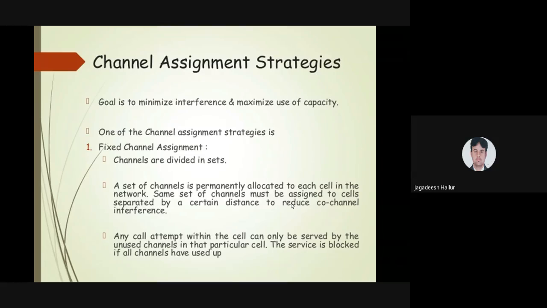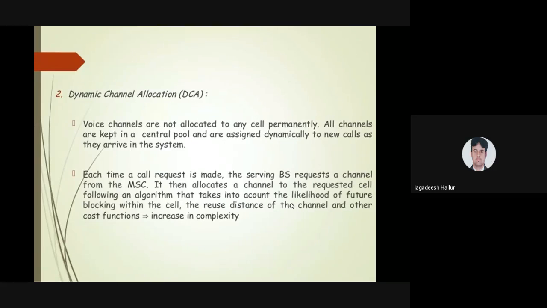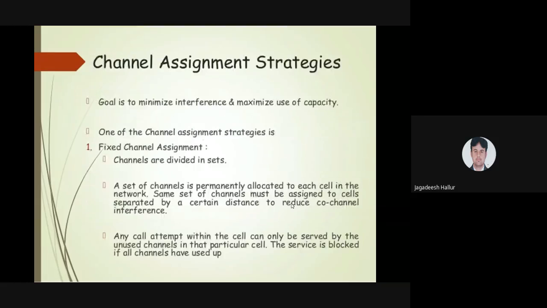There are mainly two types of channel assignment strategy. One is fixed channel assignment strategy and the second is dynamic channel assignment strategy. You have to write down these two. The name itself will tell you the answer. Fixed channel assignment is nothing but whatever channels are assigned for a particular user or a particular cell are fixed. That is known as fixed channel assignment.